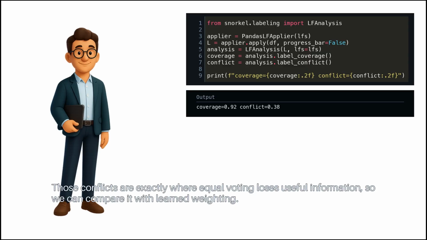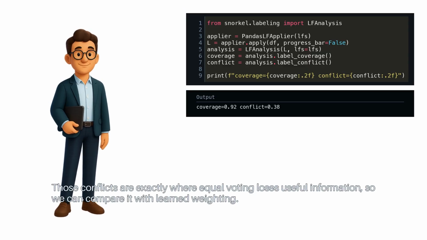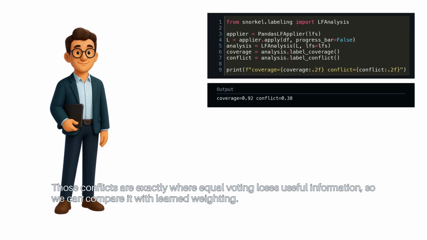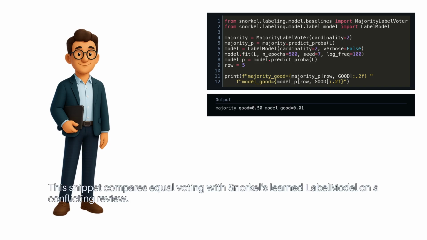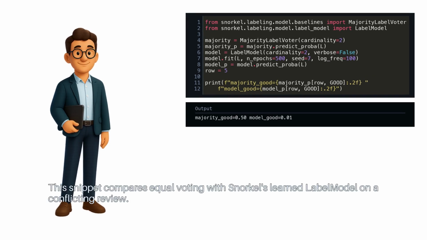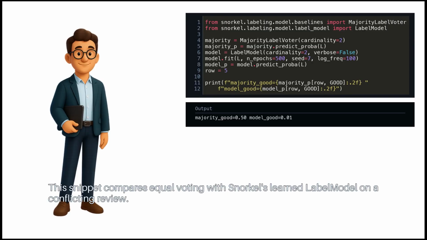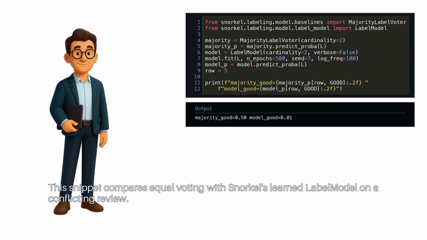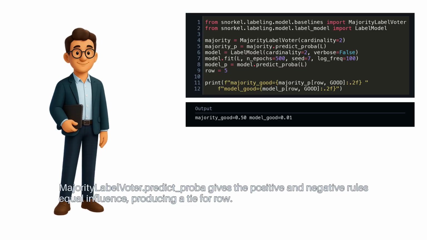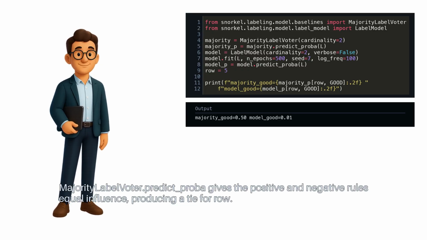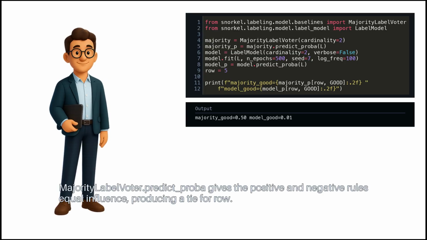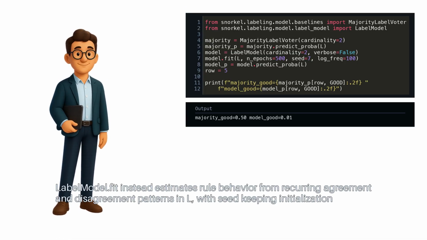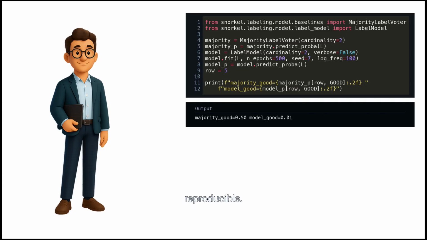Those conflicts are exactly where equal voting loses useful information, so we can compare it with learned weighting. This snippet compares equal voting with Snorkel's learned label model on a conflicting review. MajorityLabelVoter.predict_proba gives the positive and negative rules equal influence, producing a tie for row 0. LabelModel.fit instead estimates rule behavior from recurring agreement and disagreement patterns in L, with seed keeping initialization reproducible.